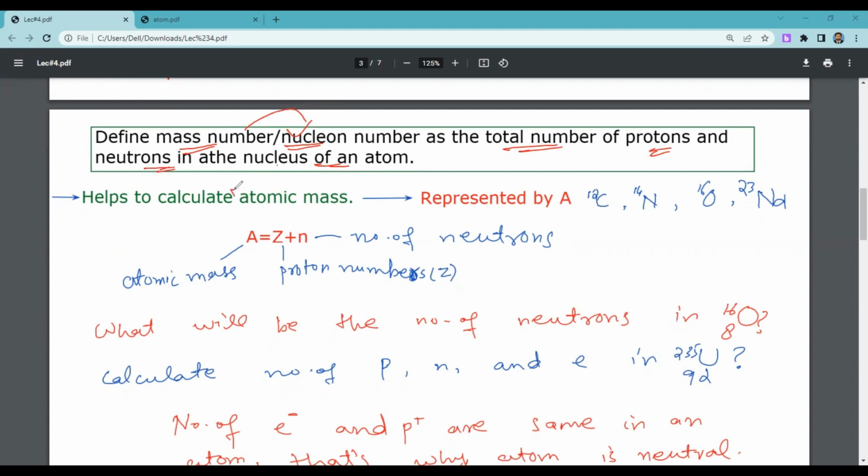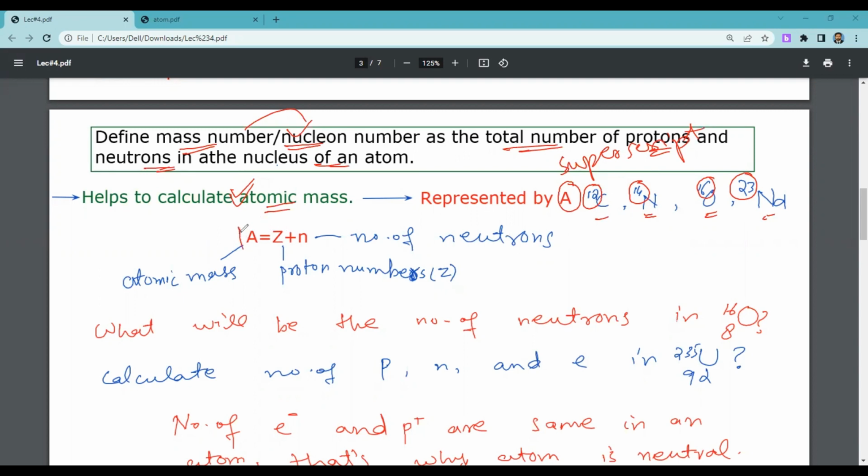Mass number helps us to calculate the atomic mass. It is represented by A. It is written as a superscript to the left of the atom, just like that. Here carbon has 12 atomic mass, nitrogen has 14, oxygen has 16, and sodium has 23.